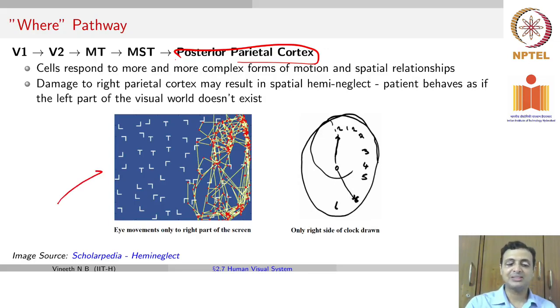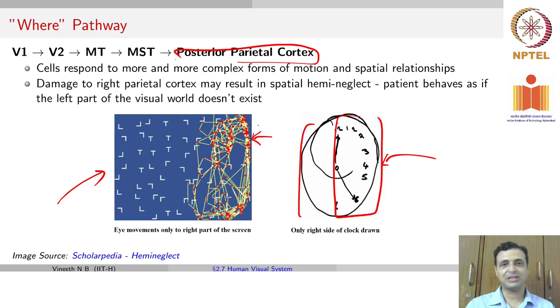So there have been some experiments that have been conducted. These are eye movements that were tracked on the screen, and you can see that the patient is only focusing on the right part of the screen. Or in another case where a patient is asked to draw a clock, the patient ends up drawing only the right side of the clock and does not draw the left side of the clock. These are ways in which this condition is diagnosed, and the condition is known as spatial hemi-neglect or hemispatial neglect.